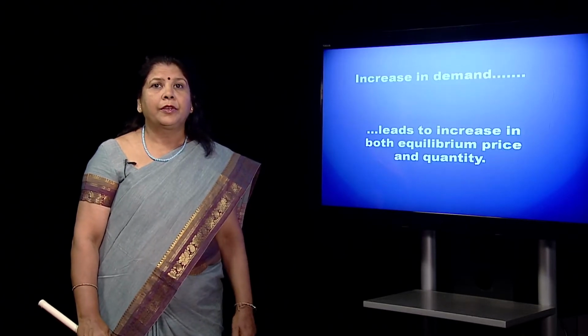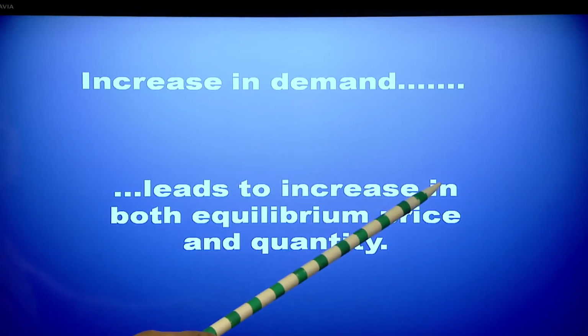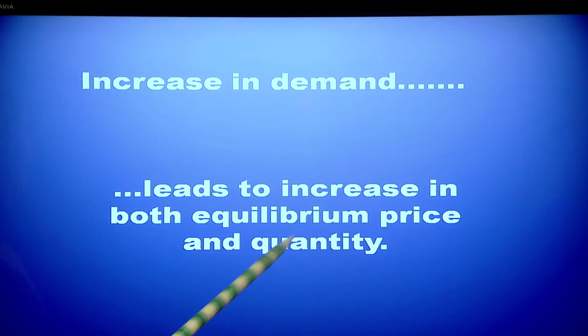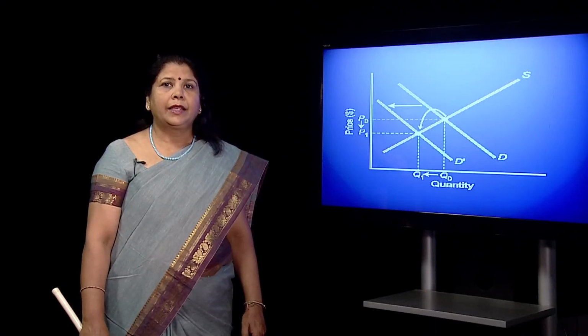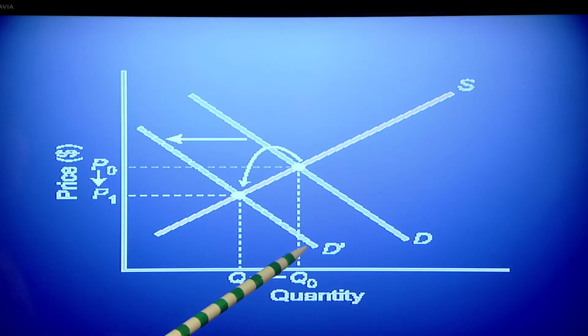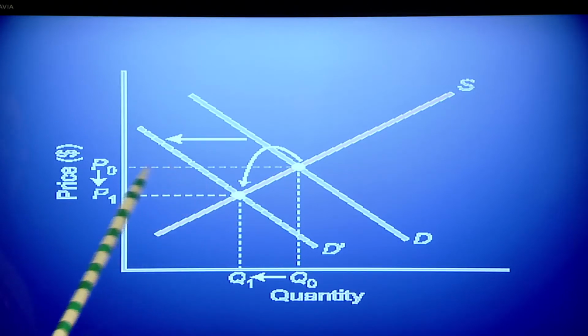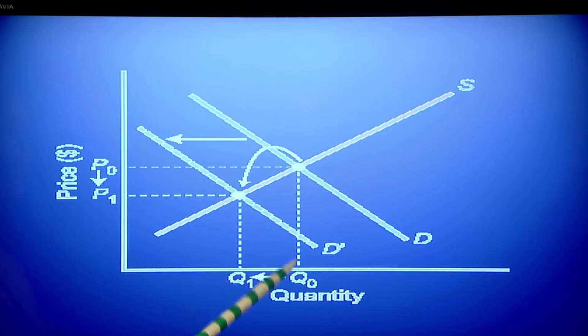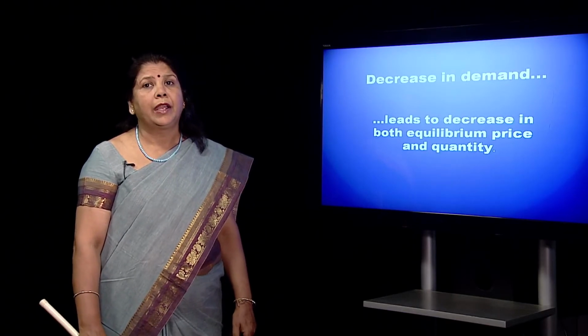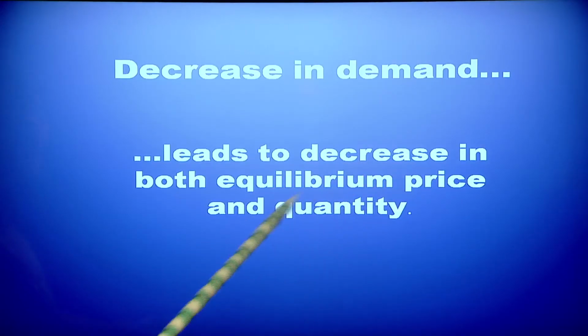So, increase in demand leads to increase in both equilibrium price and quantity. Let us take the case of decrease in demand. Here there is decrease in demand, that means an inward shift of the demand curve. As a result of this, equilibrium shifts and price falls from P0 to P1 and from Q0 to Q1. So, the decrease in demand leads to decrease in both equilibrium price and quantity.